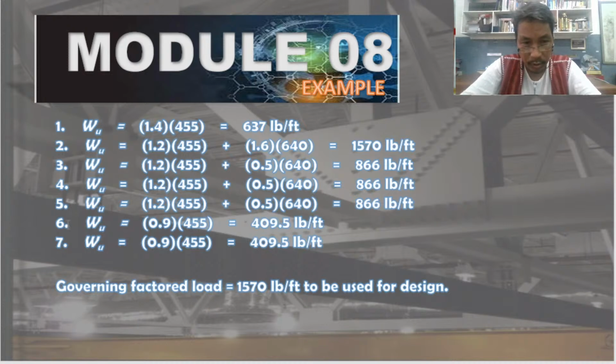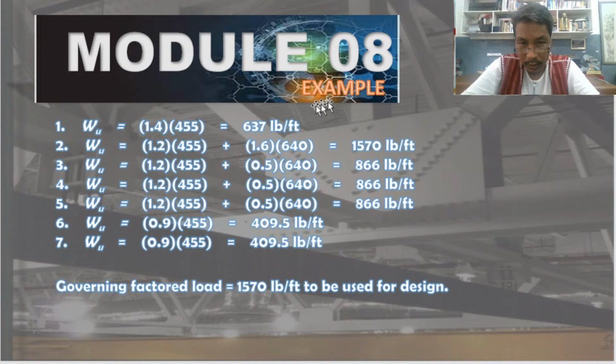What about equation 6? With the wind load, there is none. So, only dead load. So, 0.9 times 455. What about earthquake load? Equation 7, there is none. So, only 0.9 times 455 dead load. So, these are the values.